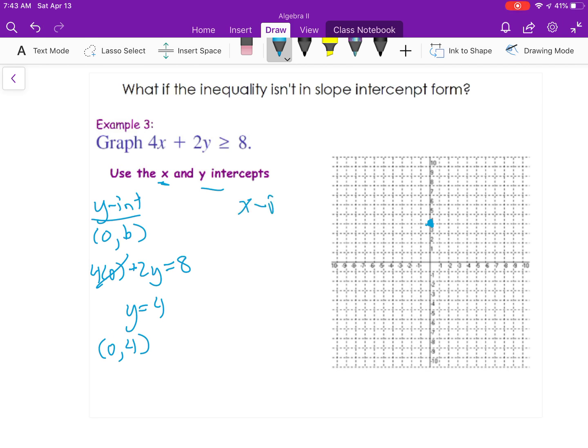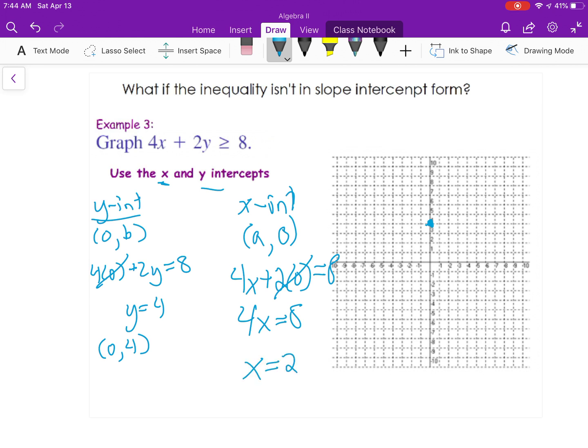If it's the x-intercept, it's actually kind of the flip-flop of that. So I'll just use a for my x-intercept, and I'll put 0 into y. So now 4x plus 2 times 0 is equal to 8. That's going to go away. I've got 4x equals 8. x is equal to 2. So now on the x-axis, I've got (2, 0). And what's nice is I only need 2 points for my line. Now because that is solid, because of the equal sign underneath my inequality, I'm going to connect those 2 points. And there's my line.